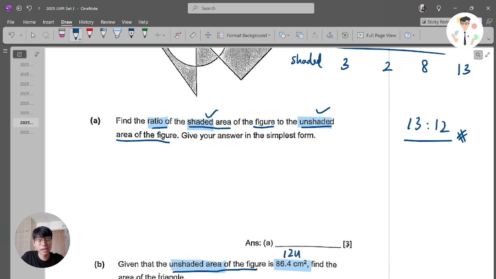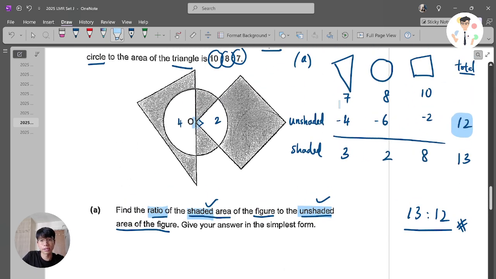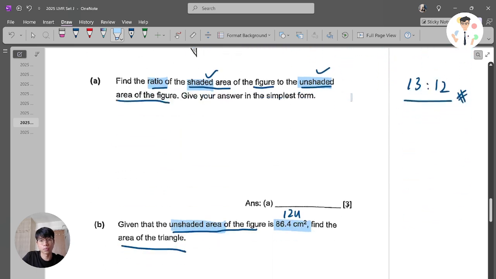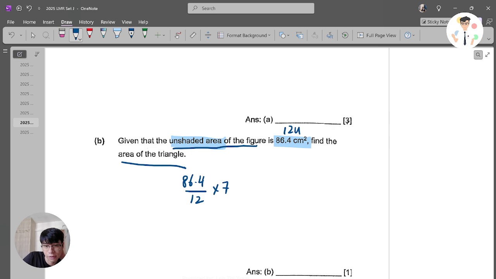And now we need to find the area of the triangle. Triangle is how many units? Triangle is actually 7 units. So basically, very simple: 86.4 divided by 12 times 7. Just press on your calculator and you should get 50.4. And now we are looking at area, so we are supposed to put cm square. And you are done. So kind of simple, and let's move on to our last question here.